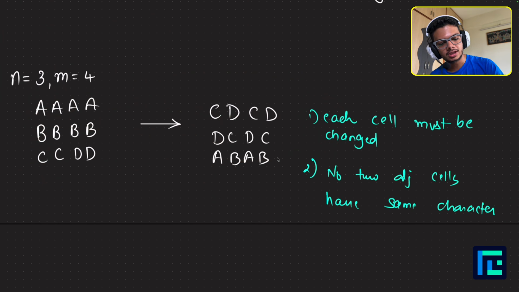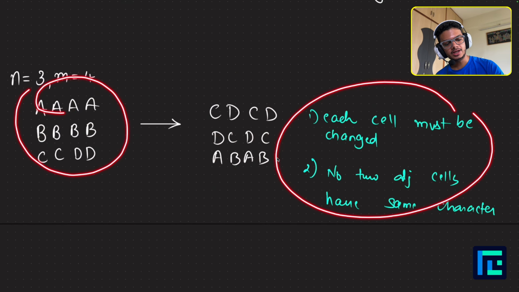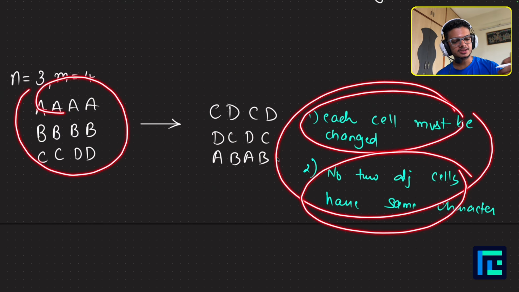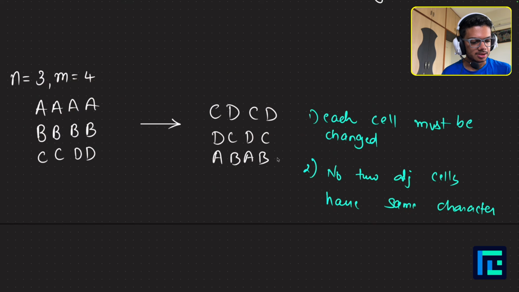Okay, so you see here, any two adjacent cells. For example, for this C, what are the adjacent elements? This guy, this guy, this guy, this guy. So top, down, left, right. For this guy, top, down, left, there is no one right. So you can see here, this B, top, left, right. So no two adjacent cells here will be the same. So these are two conditions that you satisfy. You have to change this in a way that each cell must be changed and no two adjacent cells have the same character.